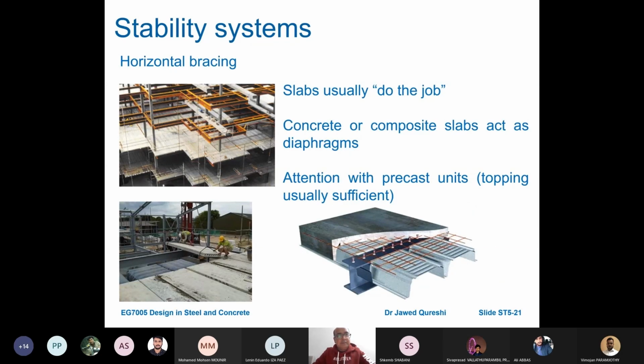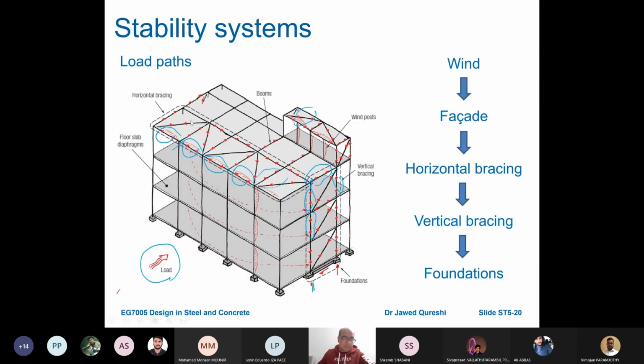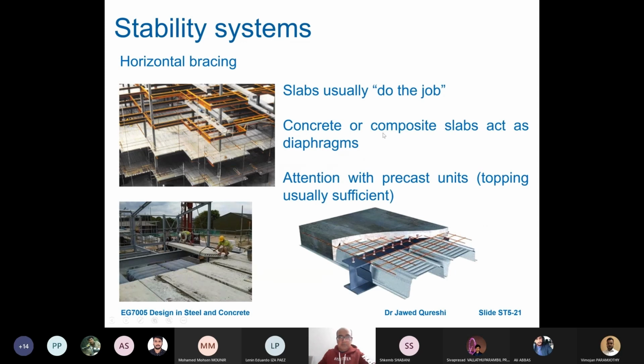Now normally slabs do the job. If you have a concrete slab or a composite slab, normally they act as horizontal bracing. But if you have very thin sheeting without any concrete, without any slab on top of that, thin sheetings don't do the job. So for them, we use horizontal bracings. The horizontal bracing is provided in the slab where you have very thin sheeting. Concrete or composite slabs act as a diaphragm, which means that they transfer the forces. With precast units, topping is usually sufficient.